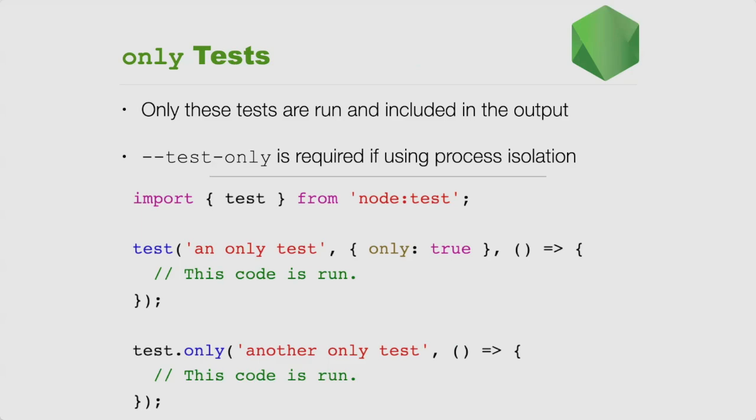One kind of caveat here is that if you're using process isolation, which means that each test file runs in its own individual process, then you have to pass the dash dash test-only flag. The reason for that is when you start the test suite up, you basically have to walk all of the test suite, discover all of the suites and tests that you're going to execute, then see if any of them were marked as only. And if that's the case, then you would filter out all of the ones that don't have the only flag.